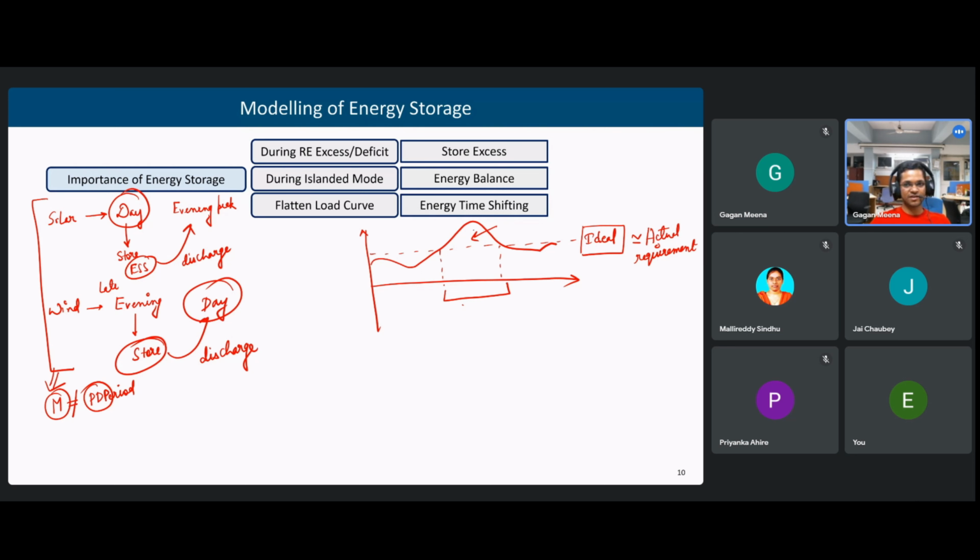So somehow, if we are able to shift this area to this region or this region, then we can have a close to flat curve. So what can be done? We can fill this area by charging the storage.